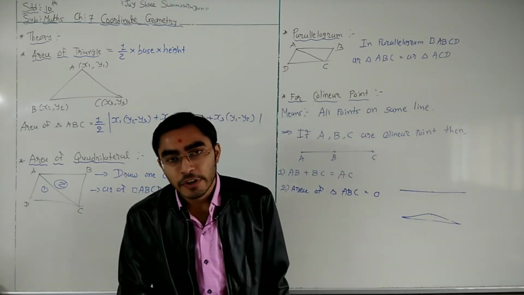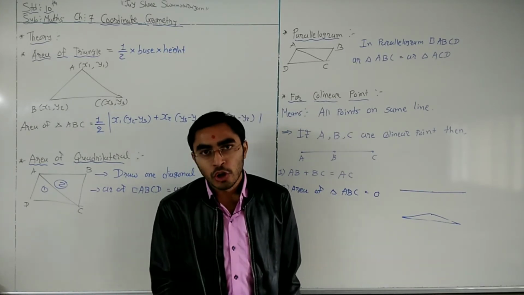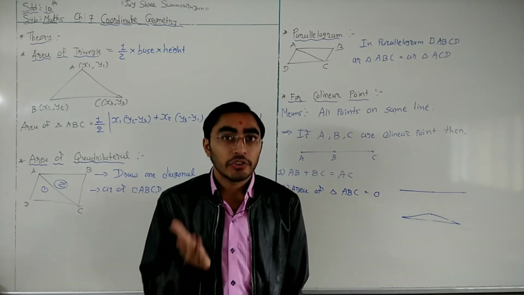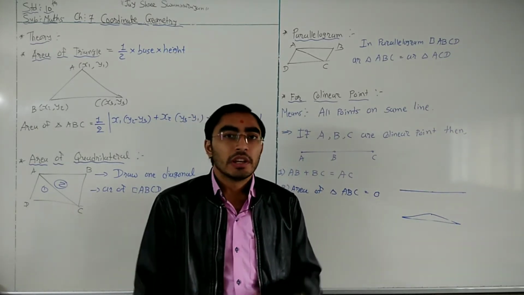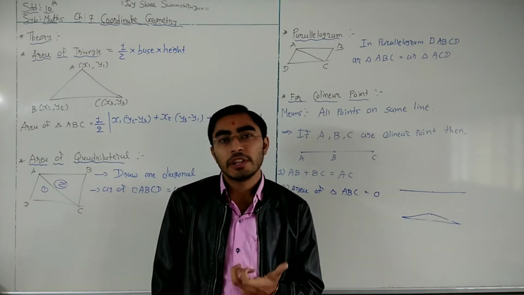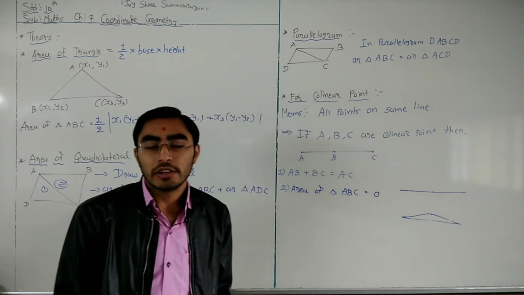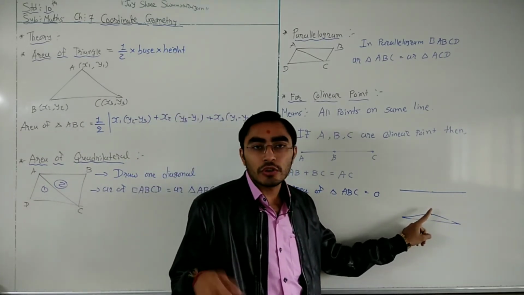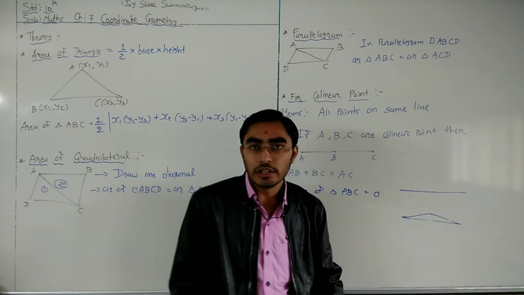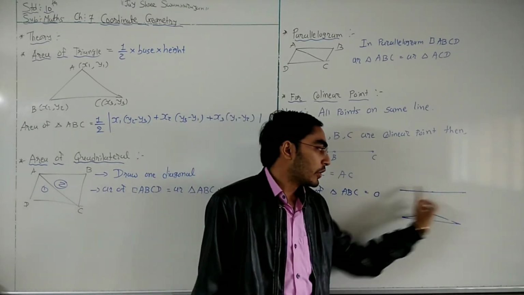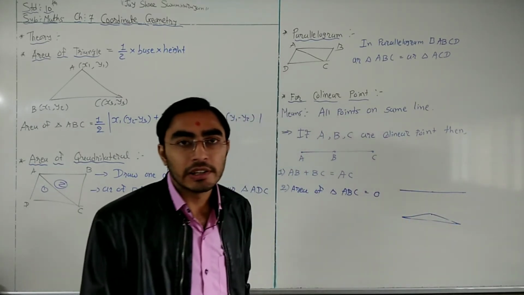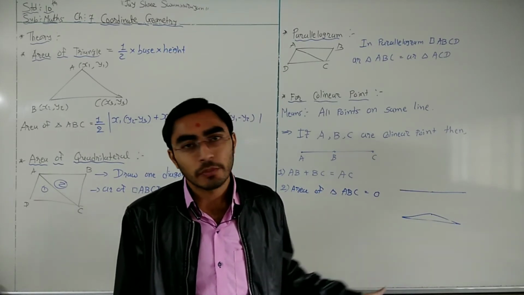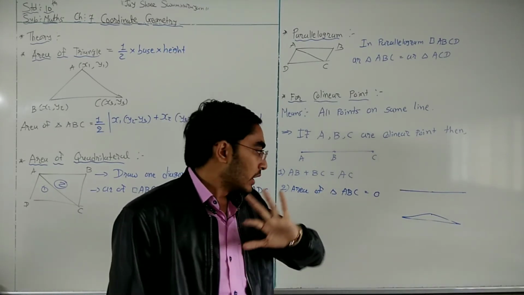If 3 points are not collinear, then it forms a triangle. This is the definition of a triangle: 3 non-collinear points joined with line segments form a triangle. So what I want to say is, if 3 points are not collinear, then it forms a triangle. But if they are collinear points, then it does not form a triangle. It means the area of triangle ABC is 0. It does not form a triangle, so the area is equal to 0.